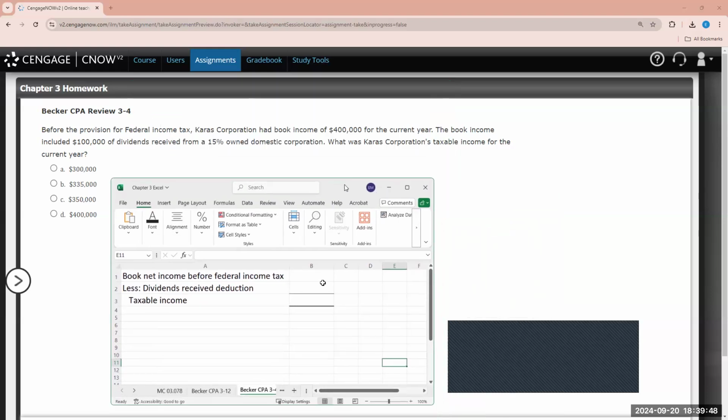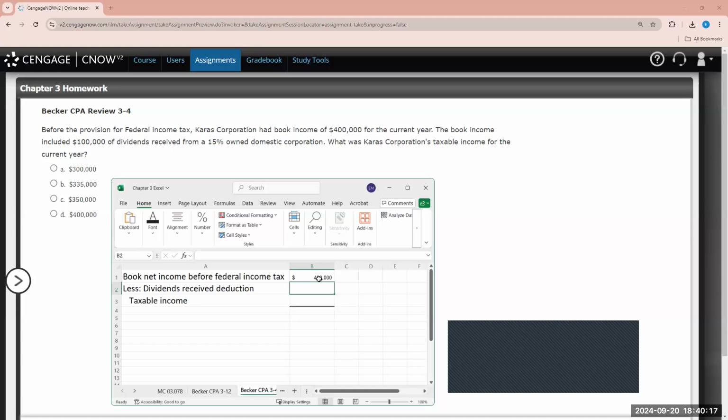So we'll look at this here. We know the book income before federal income taxes, it lets us know here, is 400,000. And then from there, we need to account for the dividends received deduction. So we need to first determine whether or not Karas Corporation qualifies to report a dividends received deduction of 50% of the dividends from the taxable unaffiliated domestic corporation.